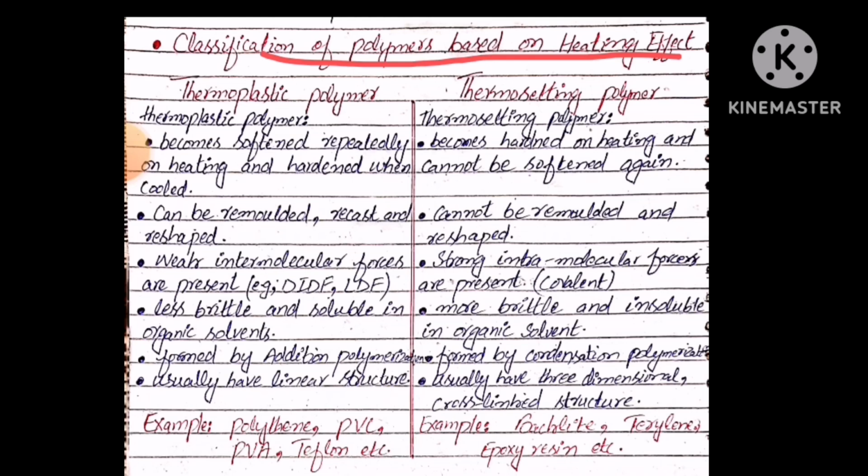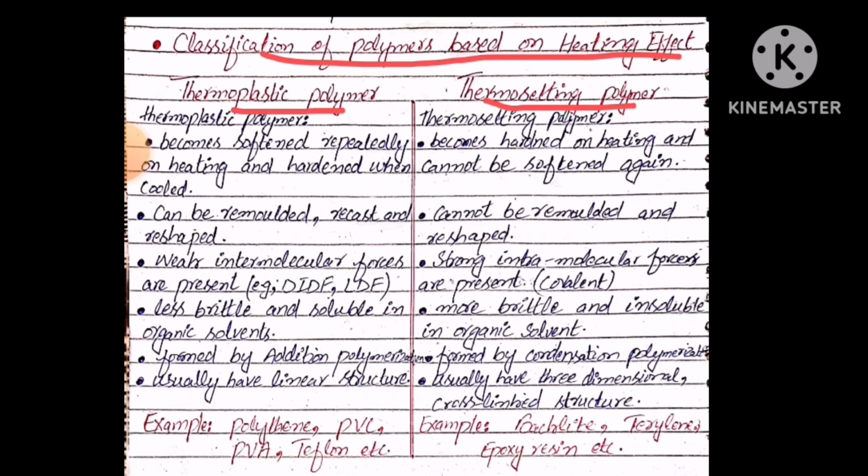We are studying a course Organic Polymer and our topic is classification of polymers based on heating effects. On the basis of heating effects, polymers can be classified into two main classes. One is thermoplastic and the second one is thermosetting polymers. Students, it's an important question. An examiner can ask about the difference between these two classes.